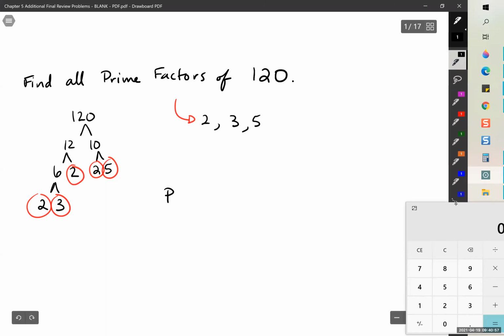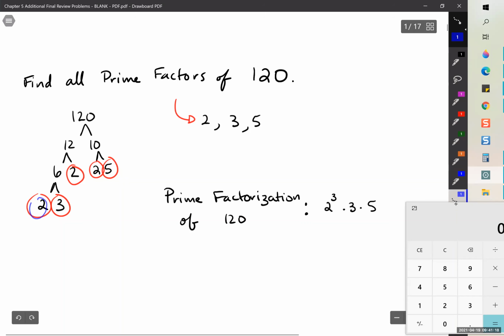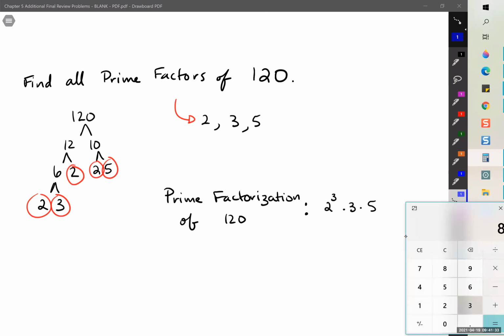So if you're looking for the prime factorization, if y'all would all write that out on your papers. 2 occurs 1, 2, 3 times, so we get 2 cubed. 3 occurs only once, so it's just times 3. 5 occurs only once, that's just times 5. And remember, you can always check your work. 2 times 2 times 2 times 3 times 5 is indeed 120. Any questions here?